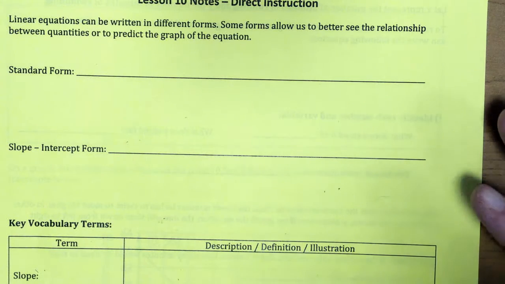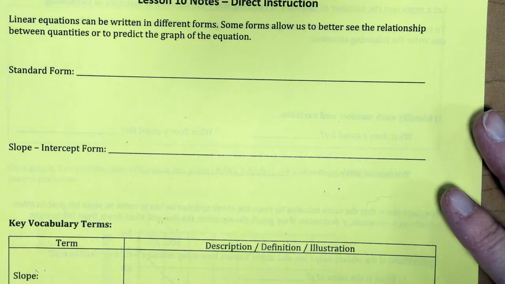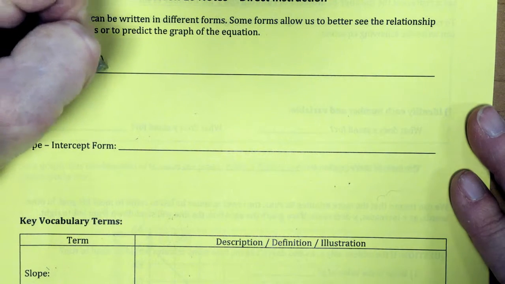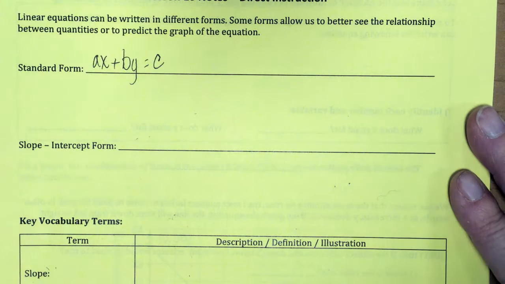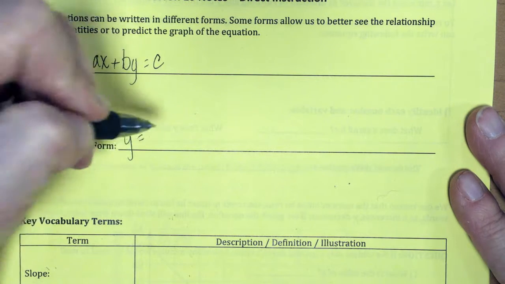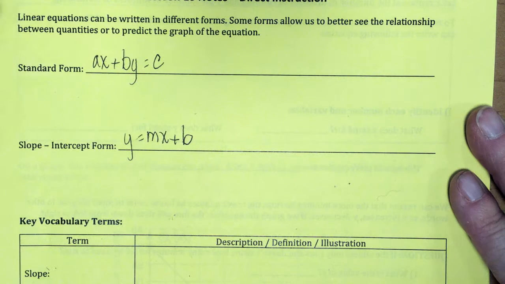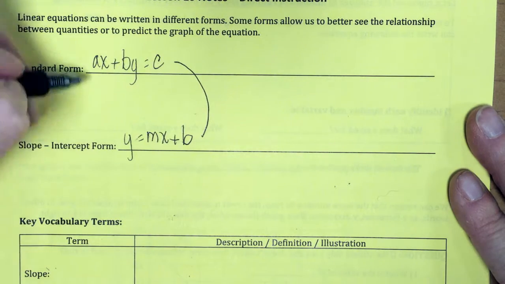So, we're going to start with some real basic definitions, some key vocabulary terms. So let's get started. Standard form is Ax plus By is equal to C. Slope-intercept form is y is equal to mx plus b. What we're going to do today is make the connection between these two.